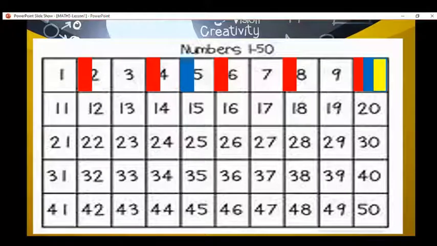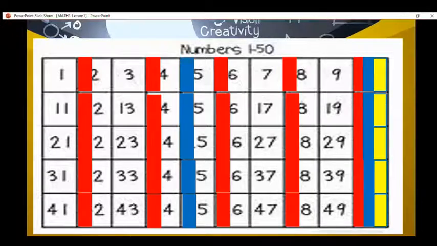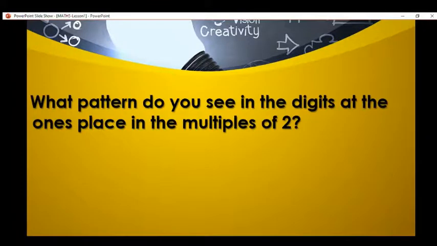Time is up. I guess everybody is done finding the numbers divisible by 2, 5, and 10 in our number chart 1 to 50. Let's see, did you get the same numbers or patterns? Okay, very good. So let's have the question. What pattern did you see in the digits in the ones place in the multiples of 2?